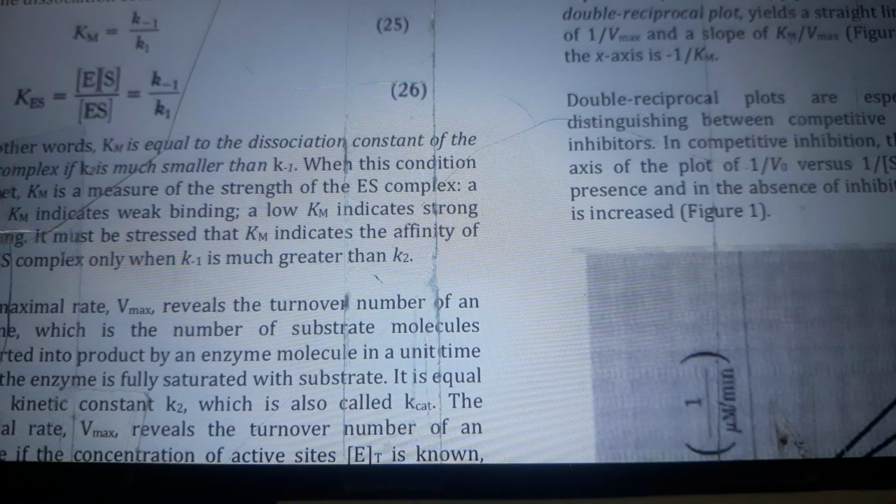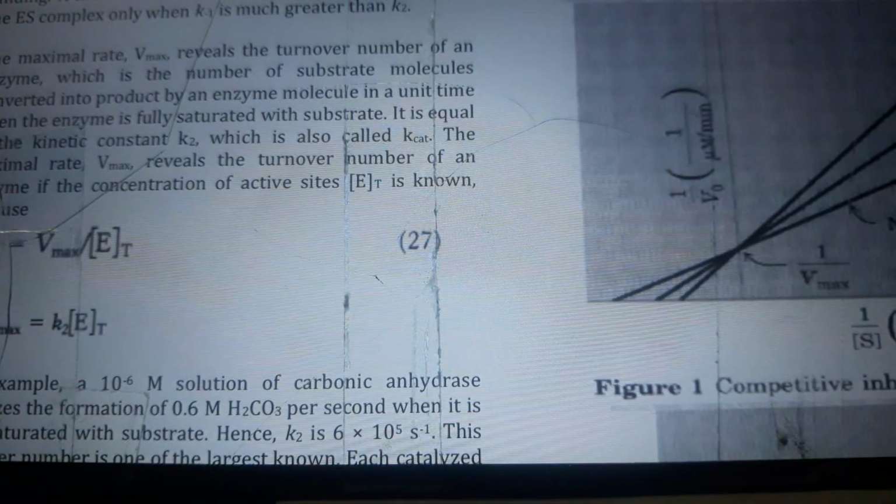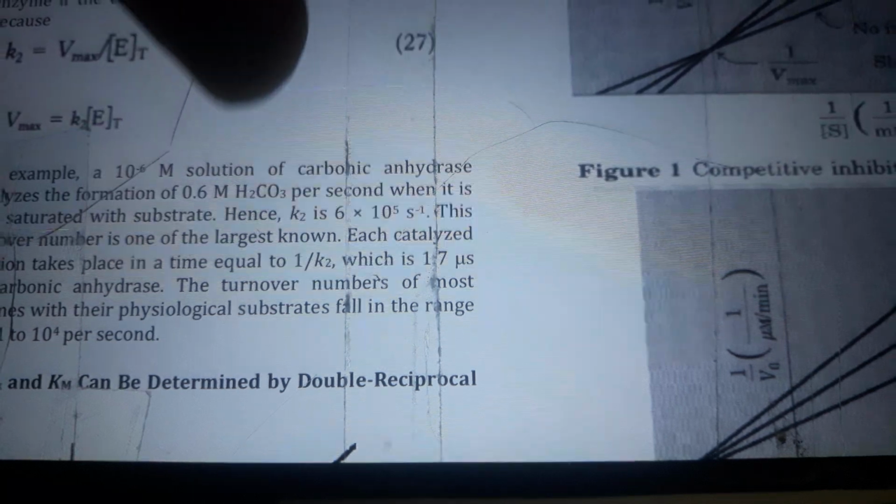The maximal rate Vmax reveals the turnover number of an enzyme, which is the number of substrate molecules converted into product by an enzyme molecule in a unit time when the enzyme is fully saturated with the substrate. It is equal to the kinetic constant K2, which is also called Kcat. The maximal rate Vmax reveals the turnover number of an enzyme if the concentration of active sites ET is known. Because K2 is equal to Vmax by ET, Vmax is equal to K2 by ET.